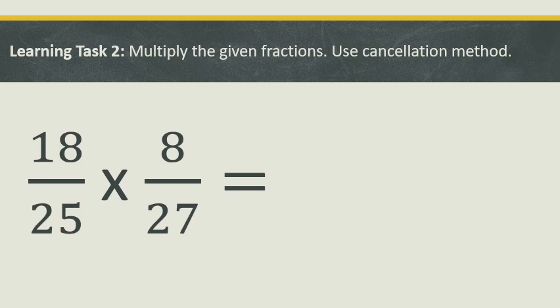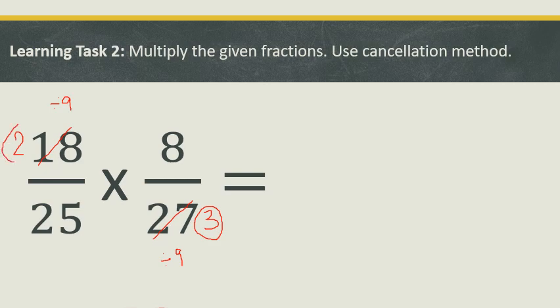And then, another example. So, 18 over 25 times 8 over 27. Dito muna tayo sa 18 and 27. May common factor po ba ang 18 and 27? Yes. Pwede silang i-divide sa 9. So, di-divide natin pareho ito sa 9. Okay, so 18 divided by 9 is 2. 27 divided by 9 is 3.